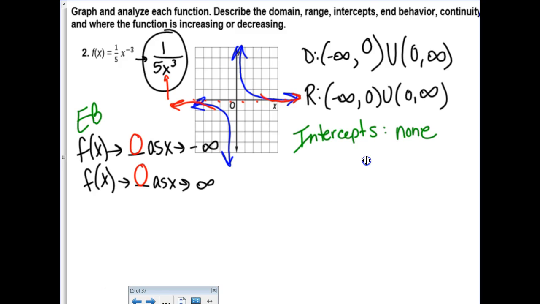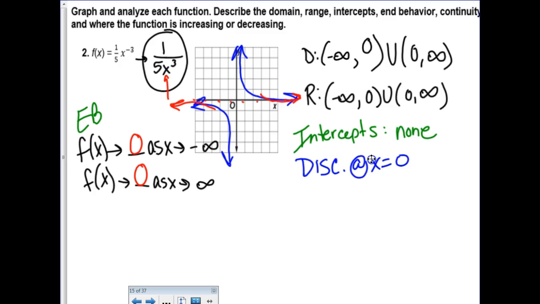And behavior continuity. We already answered this. Was this continuous? Absolutely not. This is discontinuous at, you can just say x equals 0. That works for me. Later on, I'm going to ask you what kind of discontinuity. That day is not now. If you're curious, though, it's called an infinite discontinuity.